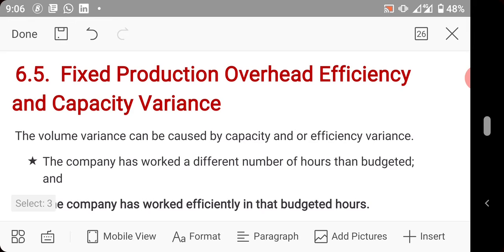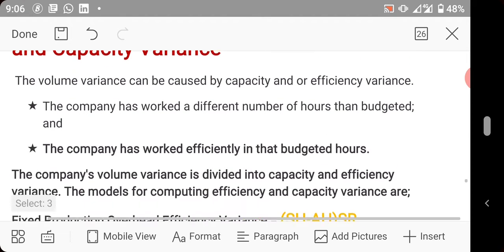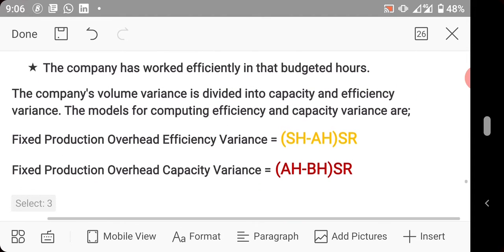Now, at the introduction of this fixed production overhead variance, I did tell you that fixed production overhead volume variance can be classified into two, and they are fixed production efficiency variance and fixed production capacity variance. So we are going to look at these two together. Now, I took them separately and identified the formula.